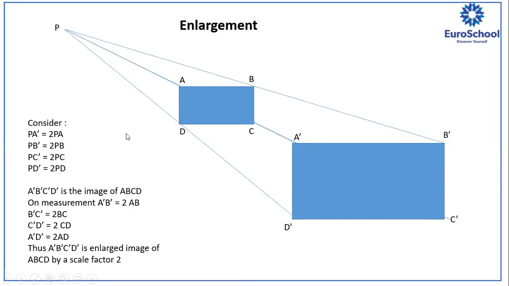So whenever we are enlarging any figure, the resultant figure A dash, B dash, C dash, D dash is K times, that is, a scale factor times, the actual figure. Okay.